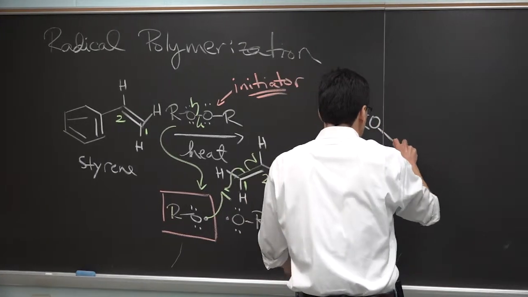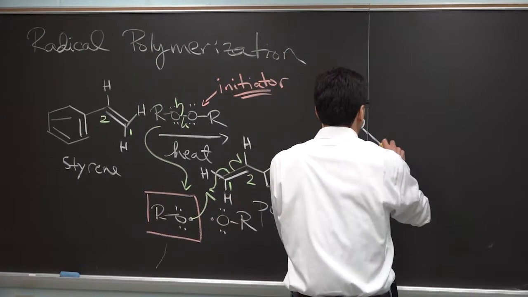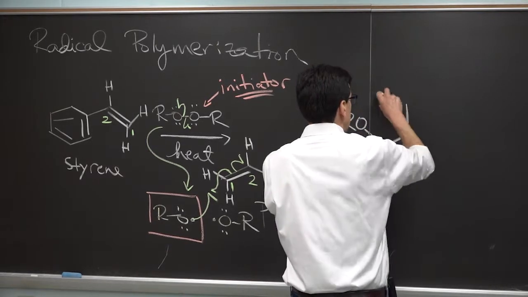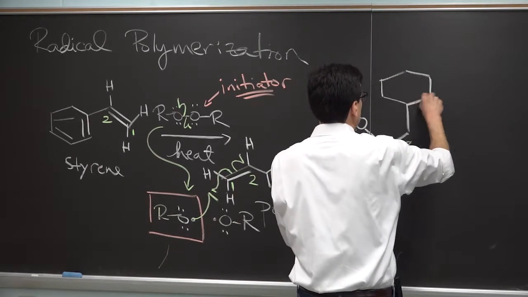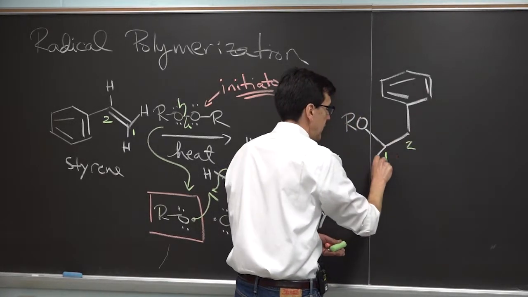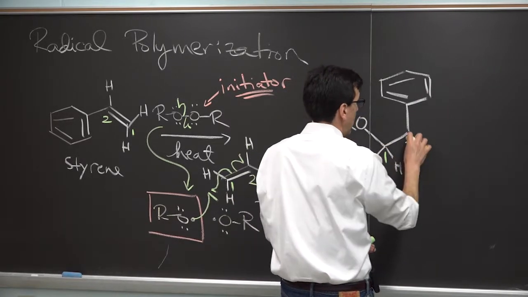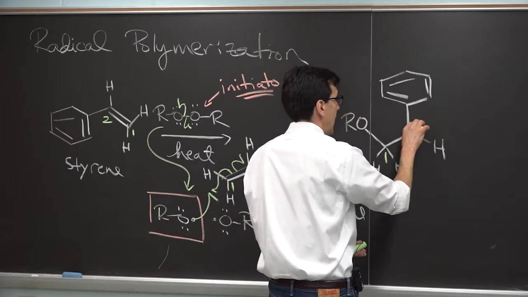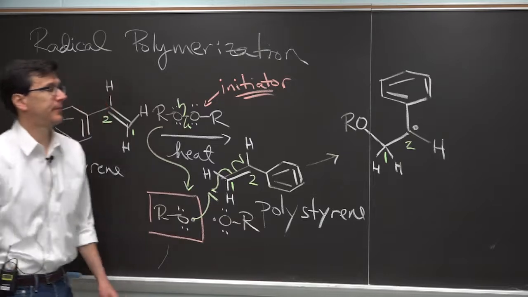Here's my initiator. Here's carbon 1. There's carbon 2. Here is the benzene ring of styrene. Let me fill in all the hydrogens here. There are 2 hydrogens at carbon 1. There's 1 hydrogen at carbon 2. And here is my dot.